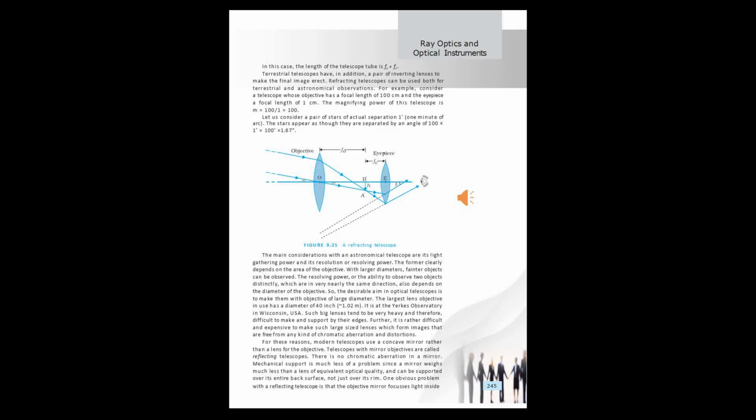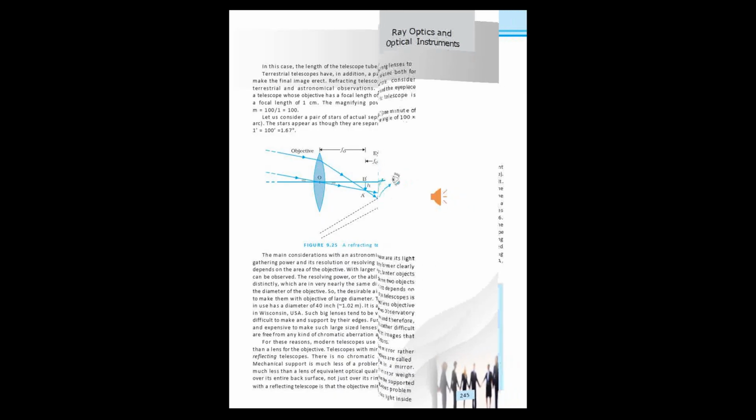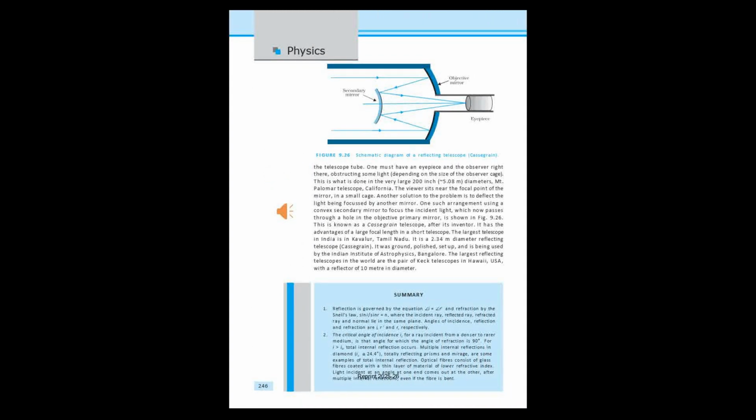One obvious problem with a reflecting telescope is that the objective mirror focuses light inside the telescope tube. One must have an eyepiece and the observer right there, obstructing some light, depending on the size of the observer cage. This is what is done in the very large 200-inch, approximately 5.08 meters, diameter Mount Palomar Telescope, California. The viewer sits near the focal point of the mirror, in a small cage.